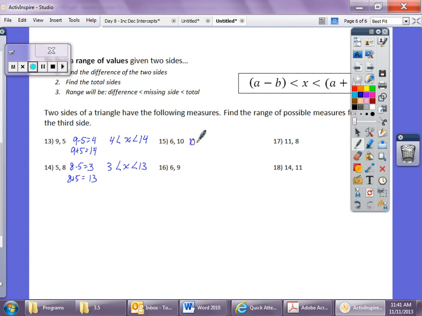6 and 10. 10 minus 6 is 4. 10 plus 6 is 16. So x is any number between 4 and 16. And we can keep doing this. We subtract them and then we add them. So x is any number between 3 and 15. And then answer the last two and we'll go over it tomorrow.